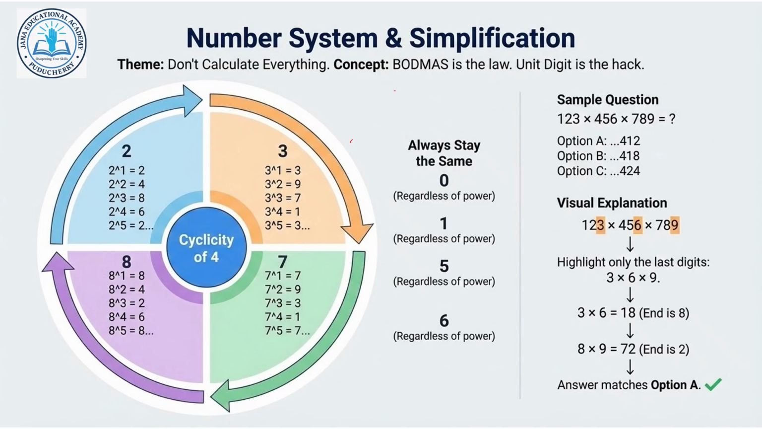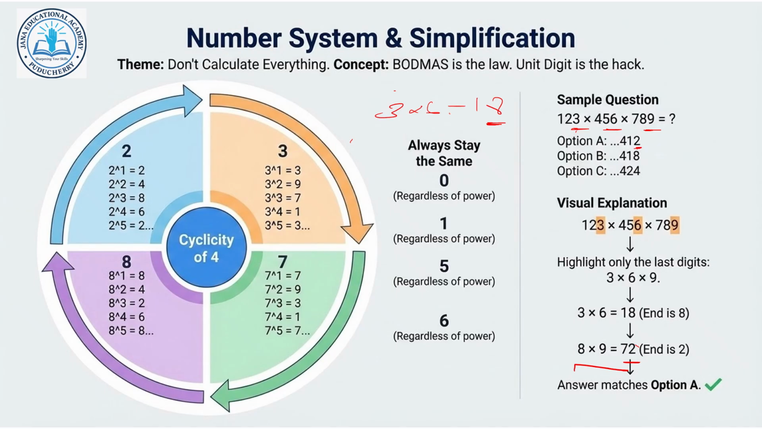The last digit, kindly note down the last digit, 3 6 9, right? So if you multiply 3 into 6, you will get 18, right? What is the last digit here? 8. So 8 and 9. If you multiply 8 and 9, what will you get? You will get 72. What is the last digit of 72? It is 2. So it gives you in the options 412. What ends with 2? 412 only is ending with 2. So this is option A.